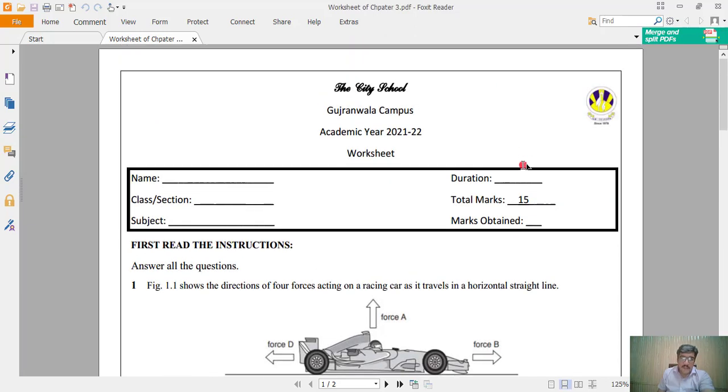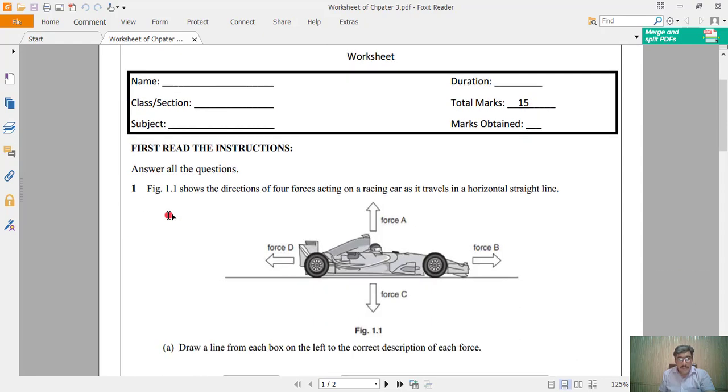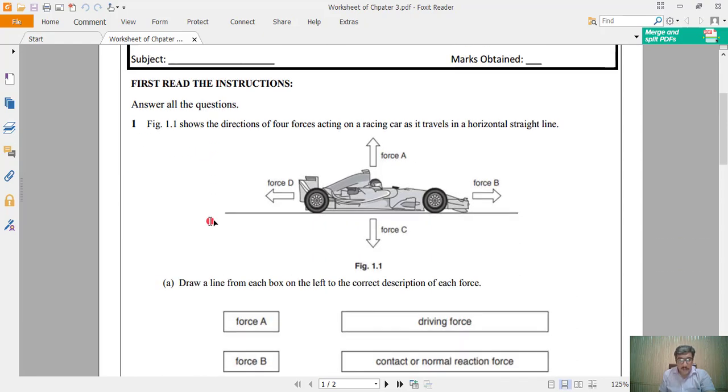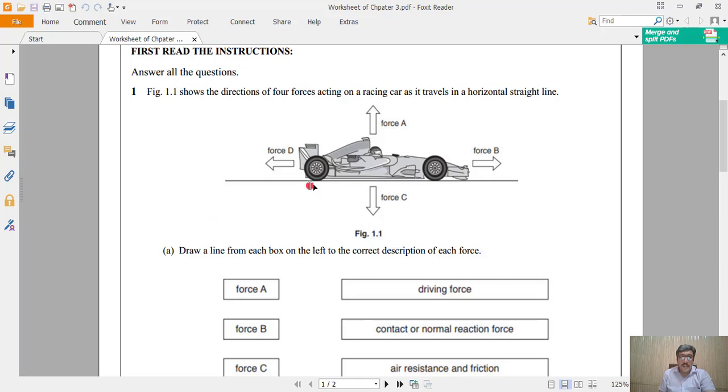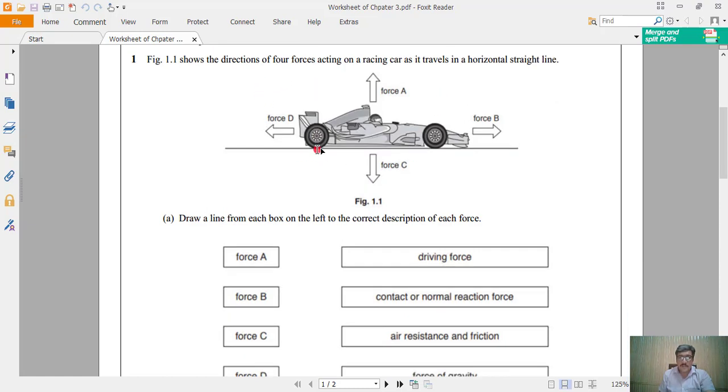Hello, dear learners. Today I welcome you to lesson 5, which is related to chapter number 3. In this, we are going to solve a worksheet in which chapter 3 questions are included, and you will be able to know about the structure of the questions and how to solve these questions.